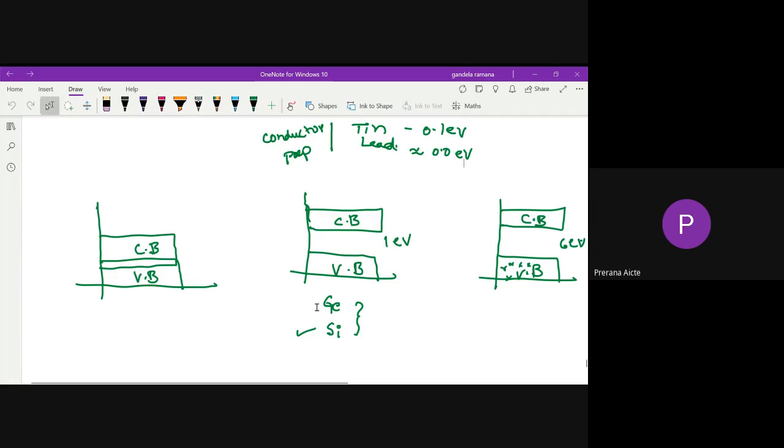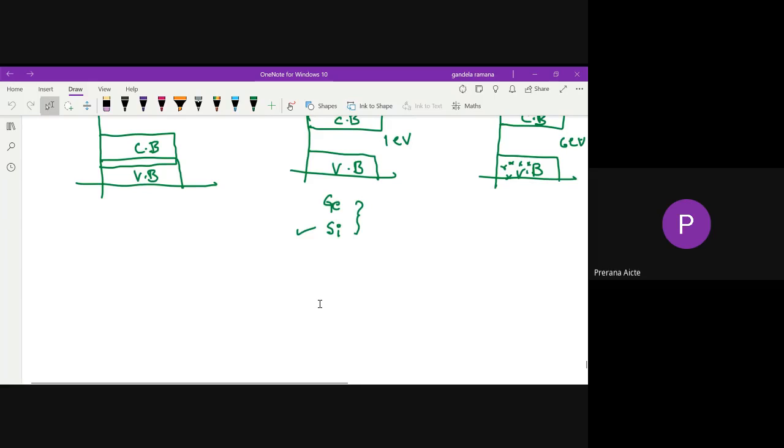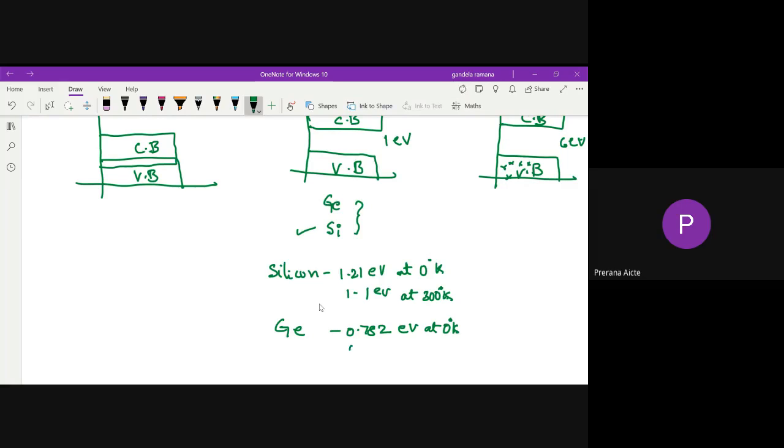So the energy gap required for silicon is 1.21 electron volts at 0 degrees Kelvin, and 1.1 electron volts at 300 degrees Kelvin. What about germanium? Germanium requires 0.782 electron volts at 0 degrees Kelvin, and 0.72 electron volts at 300 degrees Kelvin.